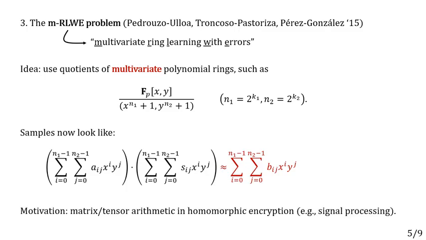Why did Pedroso, Ulloa, Troncoso, Pastoriza, and Perez-Gonzalez consider this? Well, it's not just for the sake of generalization. For them, it was a natural choice in the application they had in mind. The application was in homomorphic encryption, and more precisely in homomorphic signal processing. For this, they had to work with matrices or even higher order tensors. And so it was natural to use ciphertext spaces of the above form.